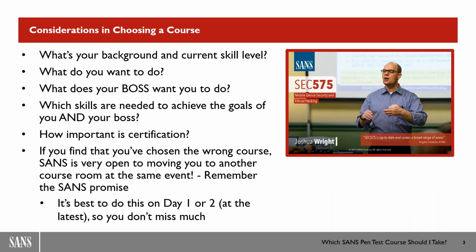First, what's your background and current skill level? Are you very new to the information security space, or are you a veteran? Have you been doing this quite a while? If you look, there's a bit of a signal in the course number associated with that. 400 level courses are more introductory. 500 are for people who've been doing this maybe a year to 3 years. 600 courses are for people who've been doing it more or who are more advanced. And then we have one 700 course. It's the 760 course, which is really advanced penetration testing. So think about your current skill level.